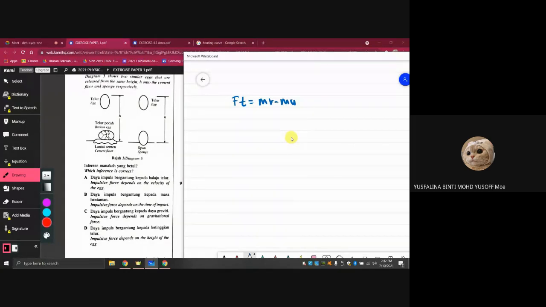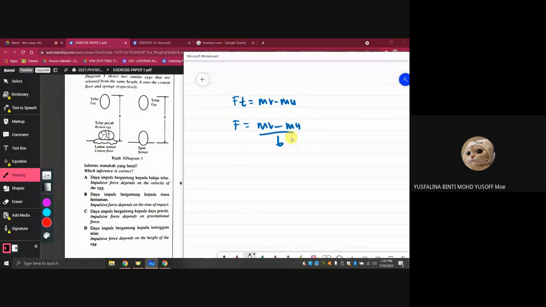Right. Okay. So this one is actually for what? The one that I write, this one. Yes, that's impulse. Okay, very good. This is impulse. The impulsive force should be F is equal to mv minus mu divided by time.